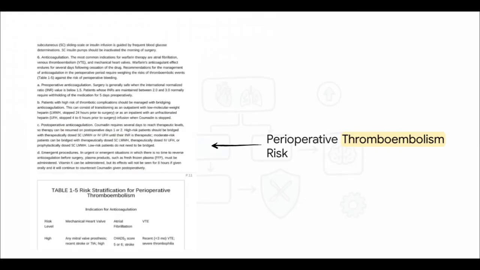So who actually qualifies as high risk and demands that bridging therapy? Highlight the high-risk category in your mind right now. If a patient has any mechanical mitral valve prosthesis, they are high risk. If they've had a recent stroke or TIA within 3 months, or recent venous thromboembolism within the last 3 months, they are securely in that high-risk tier. You cannot simply take these patients off anticoagulation. They absolutely require a careful bridge.